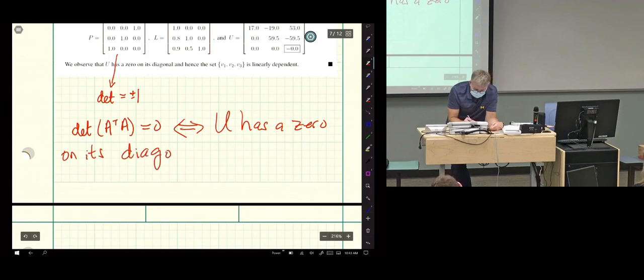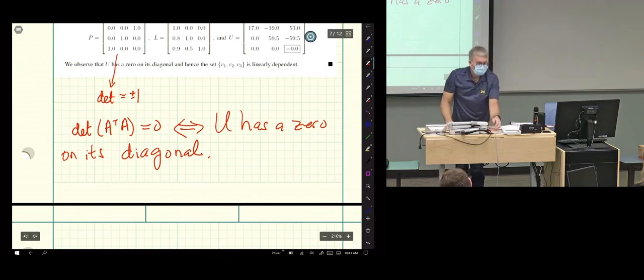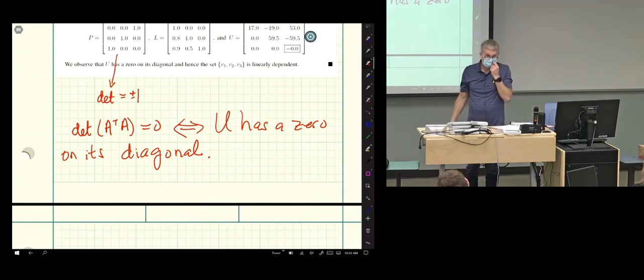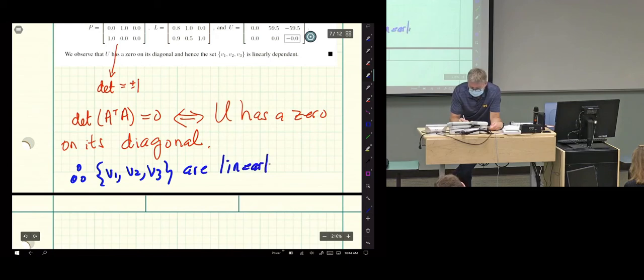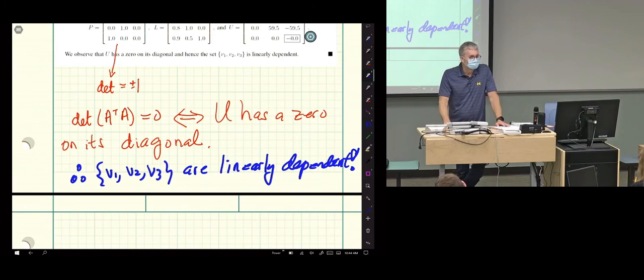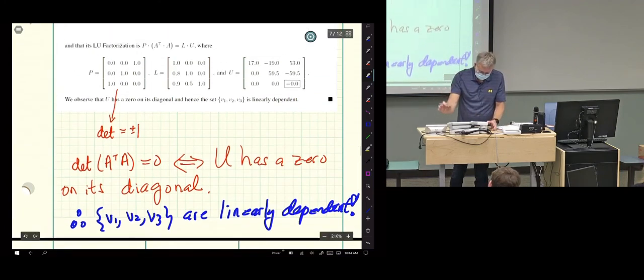Okay, so that's our method for getting the determinant of anything that's bigger than 2 by 2. You just do the LU factorization and we look at this, and so we get to conclude immediately the vectors V1, V2, and V3 are linearly dependent. How about that? Clean. We just use the tools that we've developed so far in the course with this one pro tip trick.